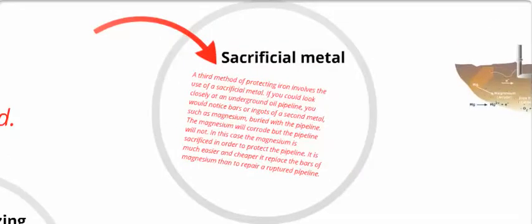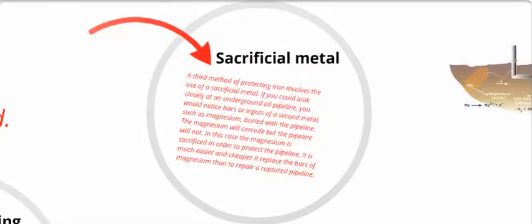So, sacrificial metals. A third method of protecting iron involves the use of a sacrificial metal. If you could look closely at an underground oil pipeline, you would notice bars or ingots of a second metal, such as magnesium, buried with the pipeline. The magnesium will corrode, but the pipeline will not. In this case, the magnesium is sacrificial in order to protect the pipeline. It is much easier and cheaper to replace the bars of magnesium than it is to repair a ruptured pipeline.